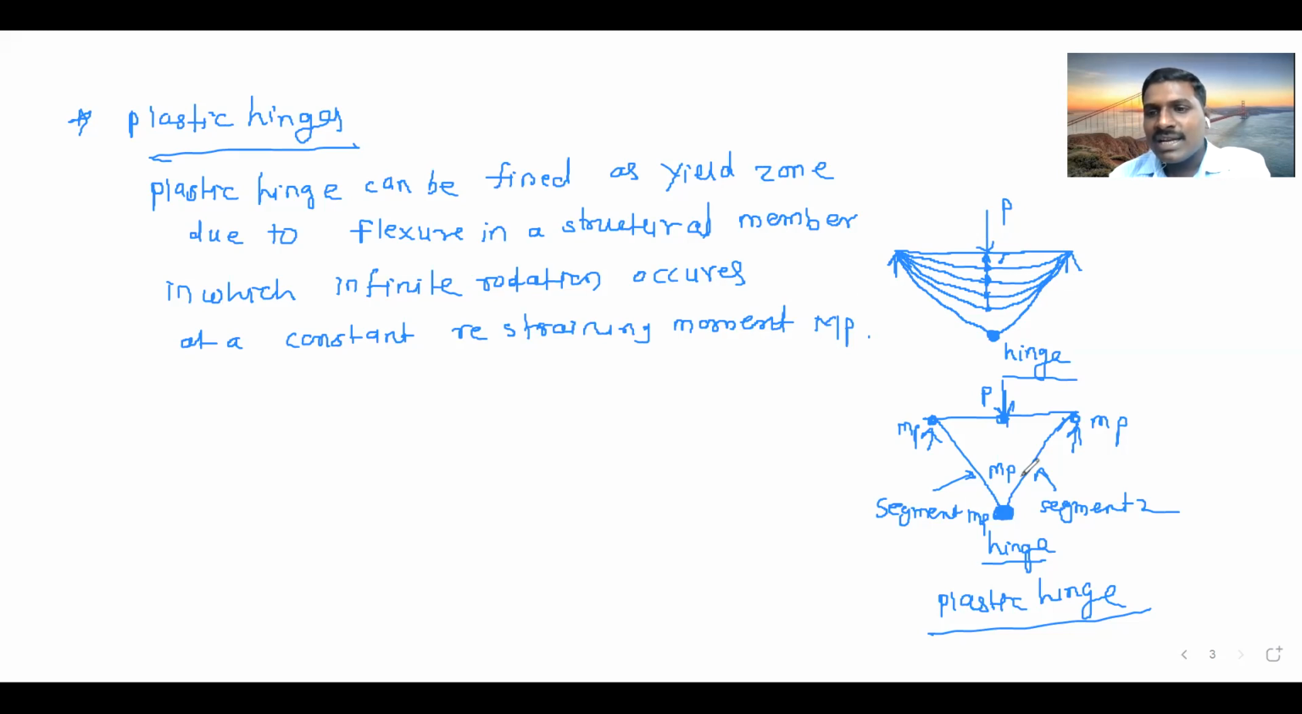Rotation. If a hinge support is there, rotation is allowed, and infinite rotations occur in this case, and your hinge will form. That is the plastic hinge.